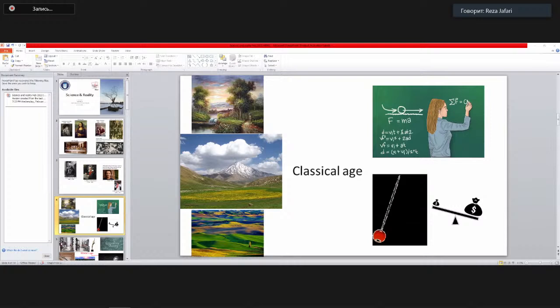Here I bring some modern paintings. For example, the upper one is the point of view of artists from the Bond Street.